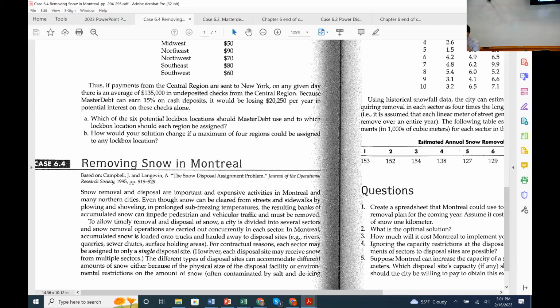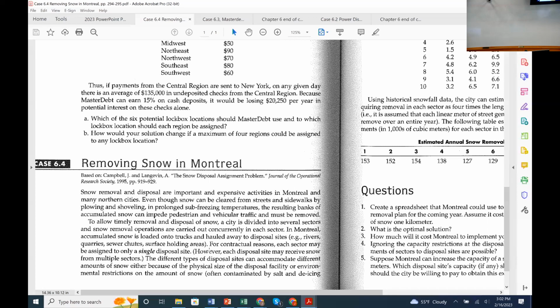Here it is. "For contractual reasons, each sector may be assigned to only a single disposal site." So it's not a physical thing, we're subcontracting this work out to a bunch of private companies. And the way that we write contracts is, your company is responsible for Squirrel Hill, your company is responsible for Shady Side. We don't want to be out there trying to measure how much each of you take away in your dump trucks. That would just be a burdensome thing. So we're going to do it sector by sector.